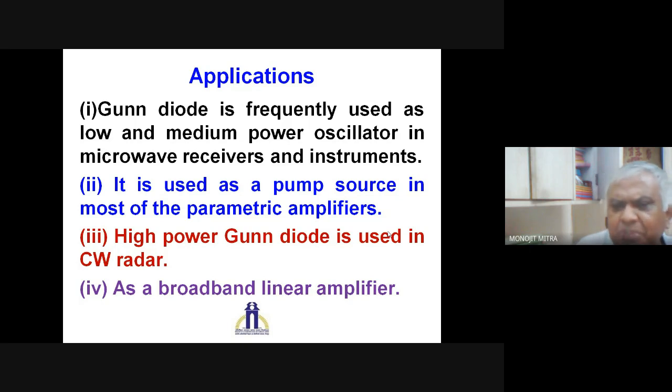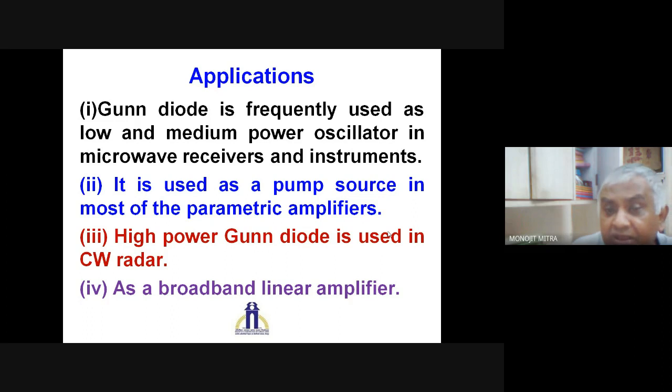It is used as a pump source in most parametric amplifiers. I am not going to explain what a parametric amplifier is in detail, but generally you know that an amplifier can amplify the signal. It can increase the amplitude of voltage or power of any input signal. When your signal is applied to the amplifier, obviously its output voltage or power level will increase. Then it is called amplification.